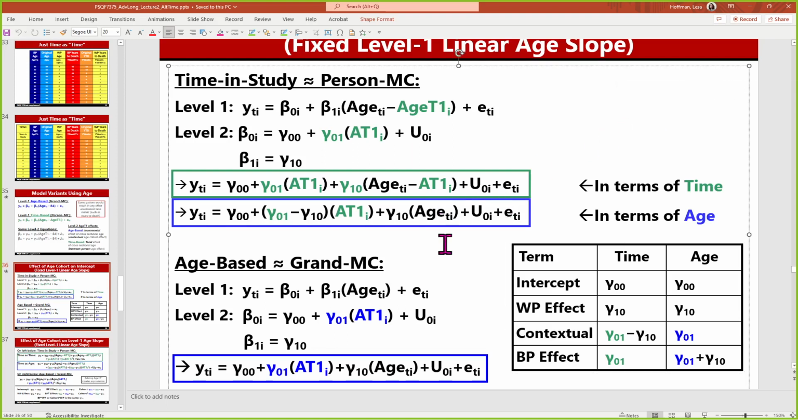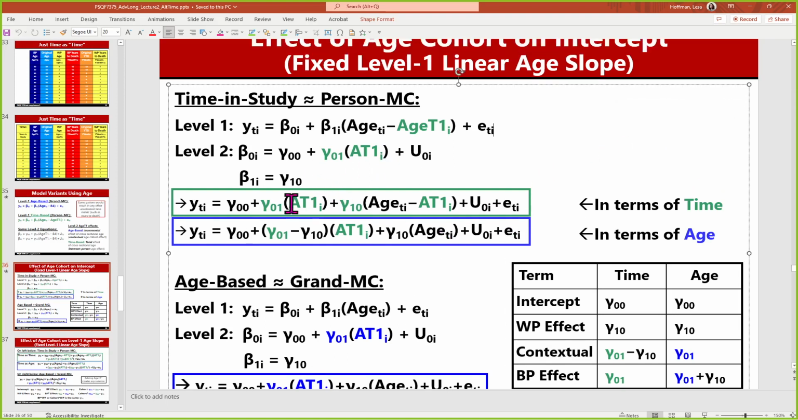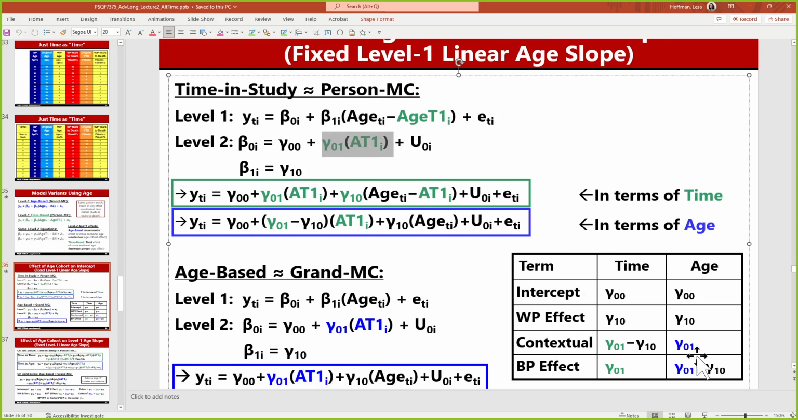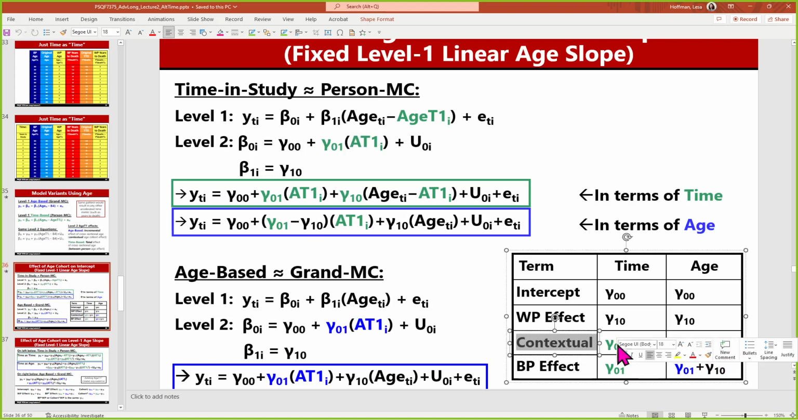So this result, by the way, is specific to when I have only a random intercept. So note there's only one U on this page. And it's specific to when I have a linear effect at level 1 and a linear effect of the level 2 component at level 2. With this combination, either way, you can get contextual as between minus within, and you can get to between as contextual plus within. This is a very well-known result, this combination right here.